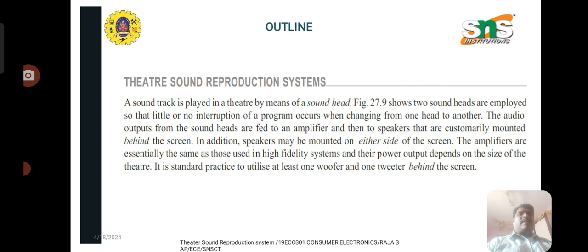In a cinema theater, at the front side there is a woofer, and on the left and right sides there are surround speakers. The amplifiers are essentially the same as those used in high fidelity systems, and their power output depends on the size of the theater. It is standard practice to utilize at least one woofer and one tweeter behind the screen, that is the back side of the screen. We place a woofer with the tweeter for a digitized computer output with the normalized screen value.